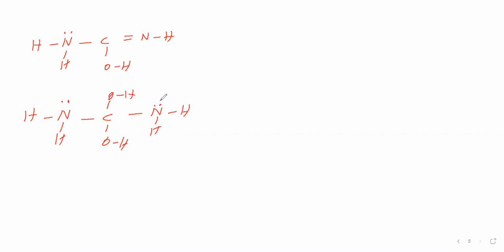Again, now two OH groups are attached to the same carbon, so it is unstable. Therefore, a water molecule is leaving from this. So we are getting back water, and what is this? Urea. We got urea. This urea on hydrolysis gives ammonia, we know already.